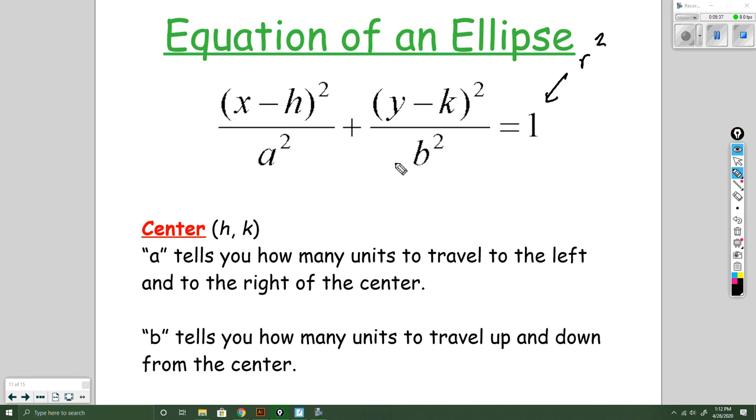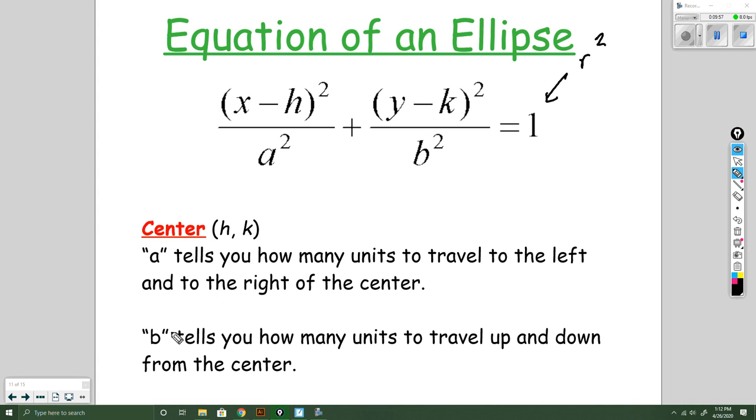All right, the center is still h comma k, and a is what's going to tell us how many units we travel to the left and to the right. All right, just think about it like this: a is under x, and when we're talking about the x-axis, that's left and right. B is under y, and when we're talking about the y-axis, that's up and down.